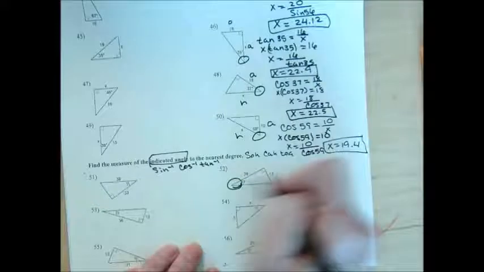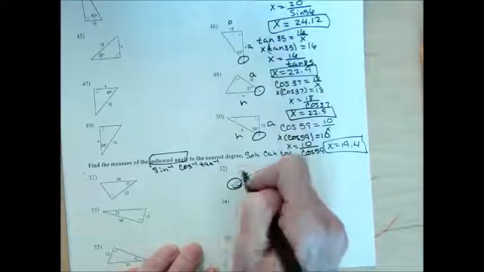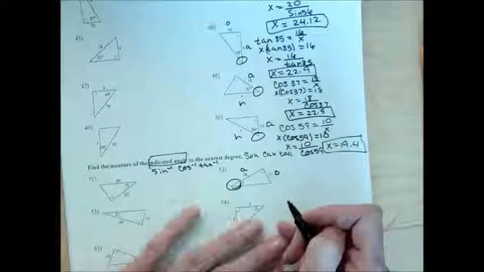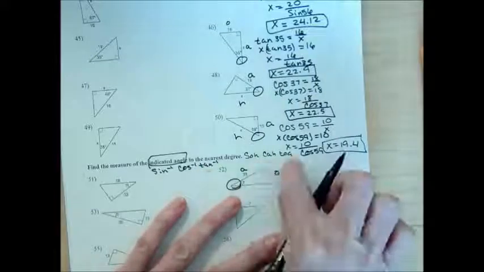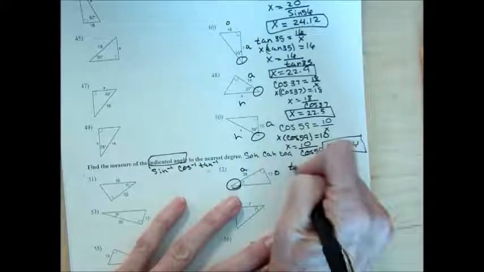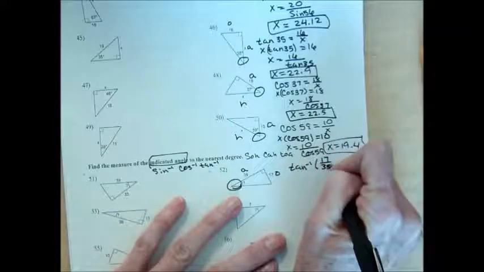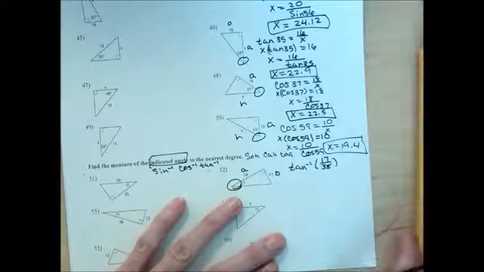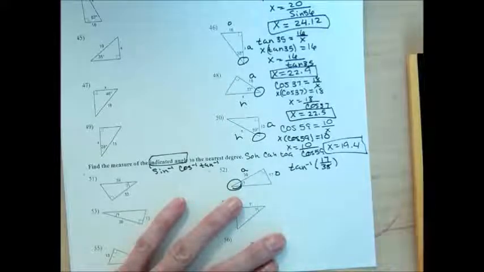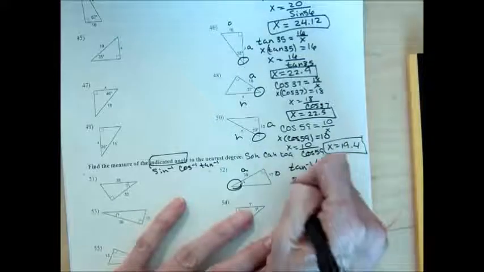All right, circle your angle. 17 is opposite, 38 is adjacent. So I'm using the tangent inverse because that's opposite over adjacent. So the tangent inverse of 17 over 38 is going to give me my angle. And let's see, 17 divided by 38, that gives me 24 degrees.